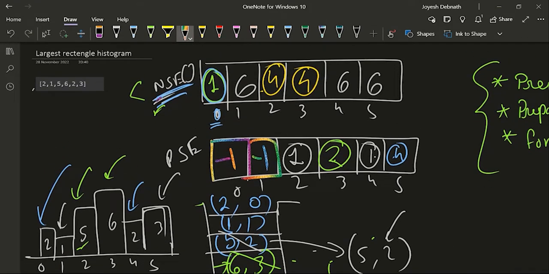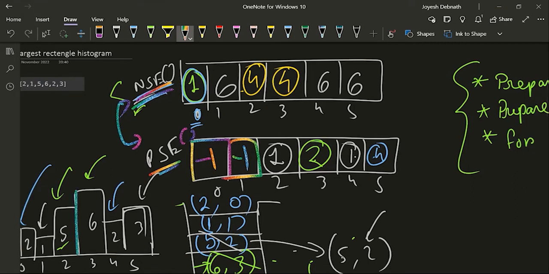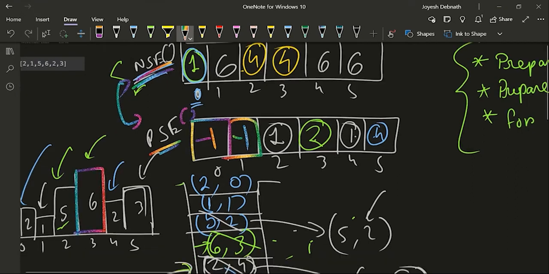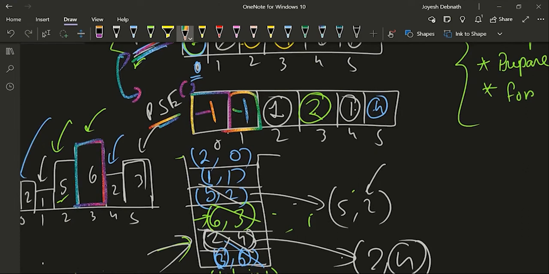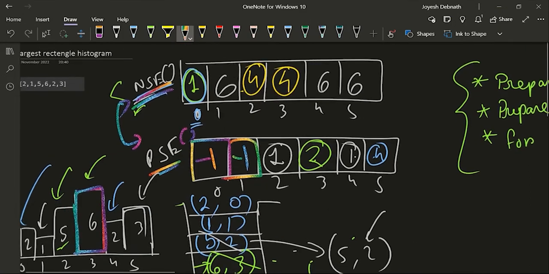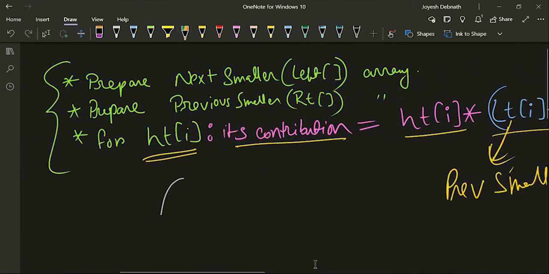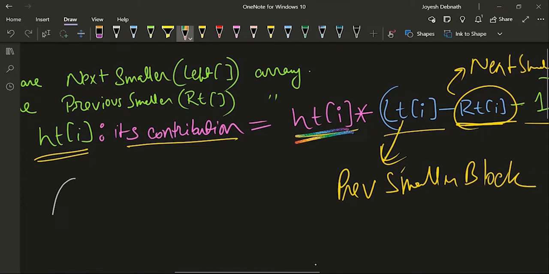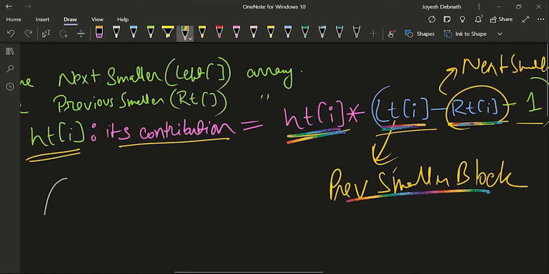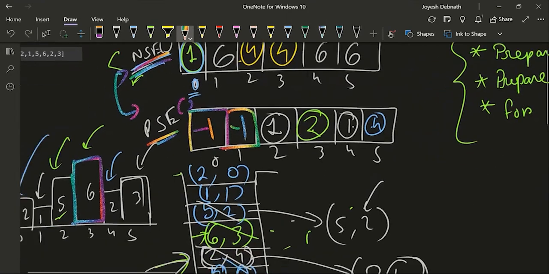Now that we have our next smaller index and previous smaller index ready, we can use this to compute the result which a particular block is contributing. For example, if we find out for this particular block, which is 6, we can see that its height is 6. So therefore the formula, as you can see here, the height of I into right of I minus left of I minus 1. Here left of I is previous smaller, right of I is the next smaller.